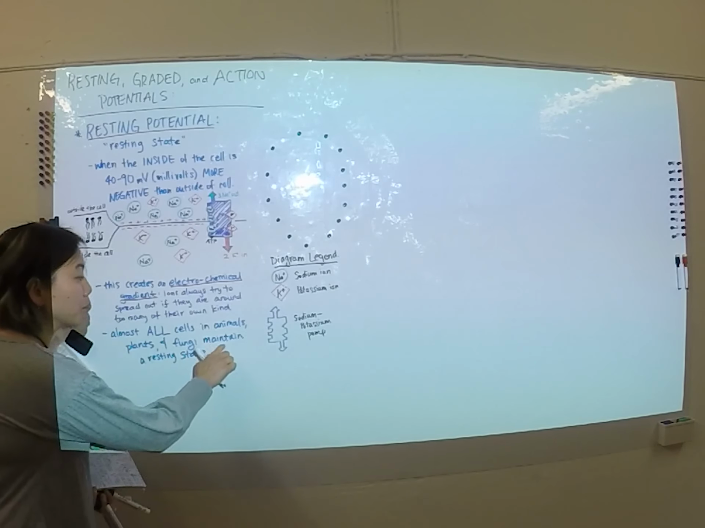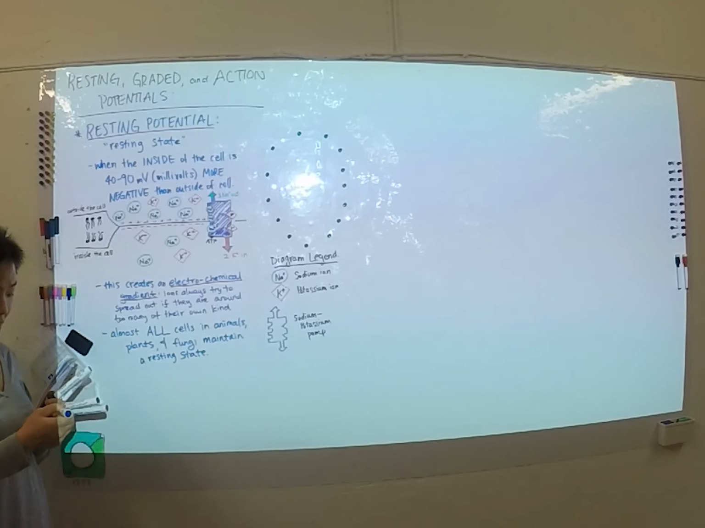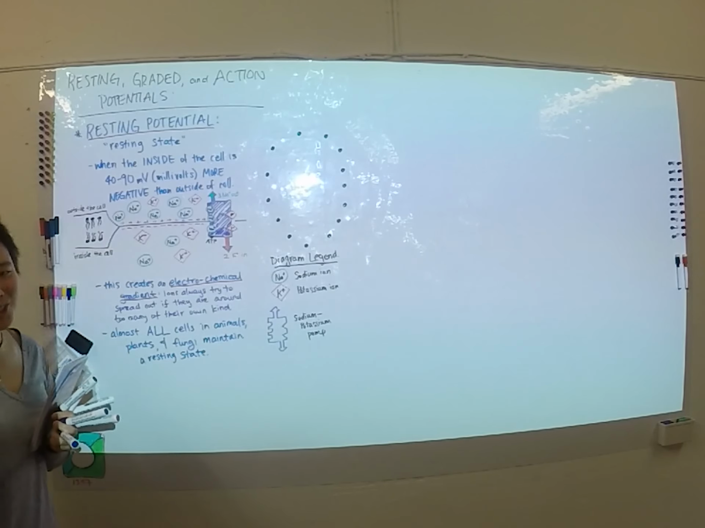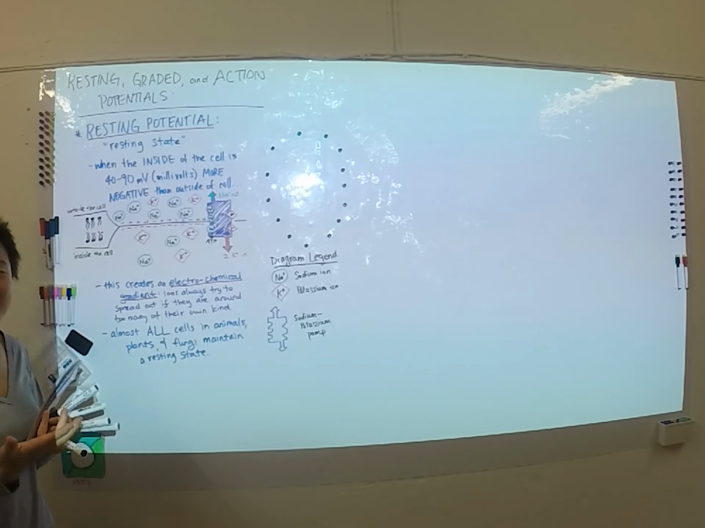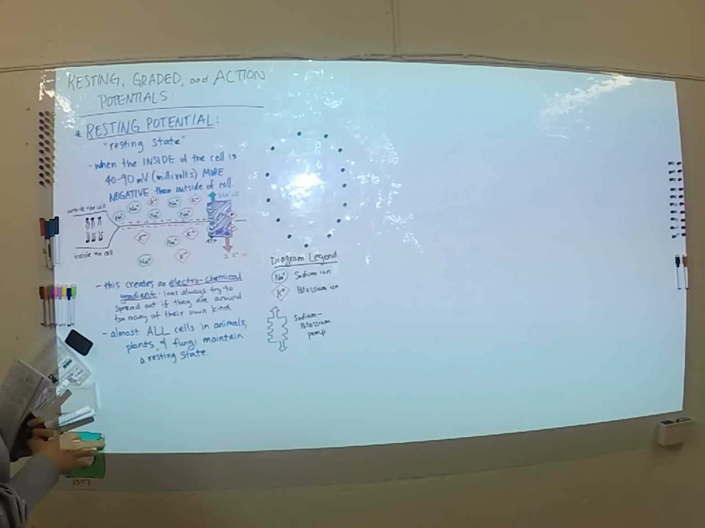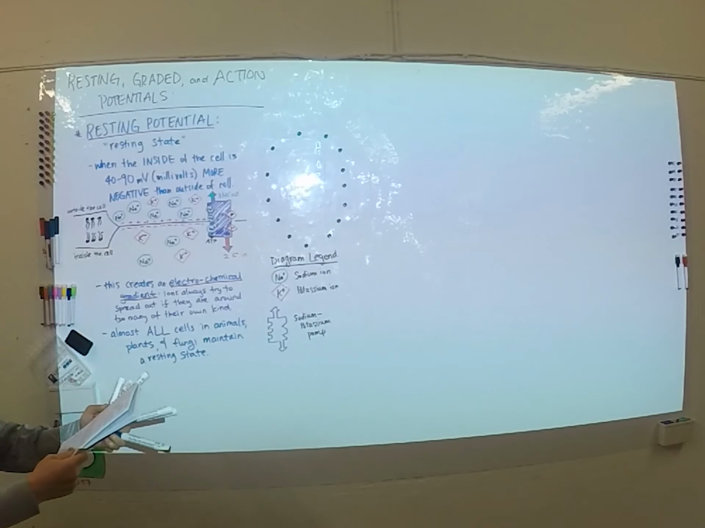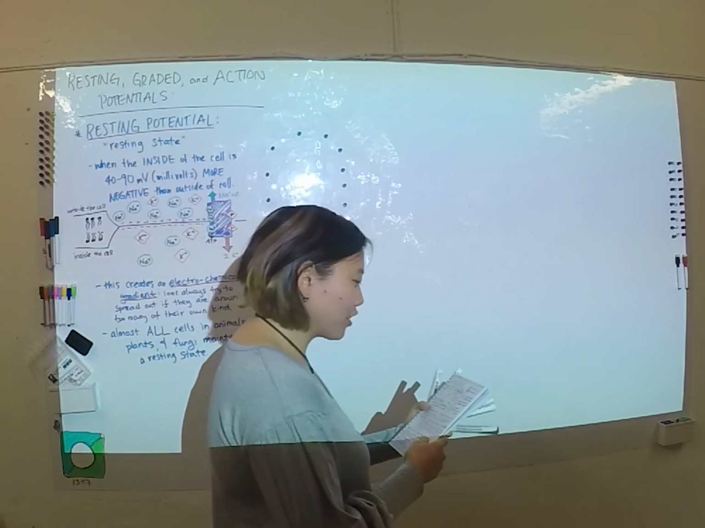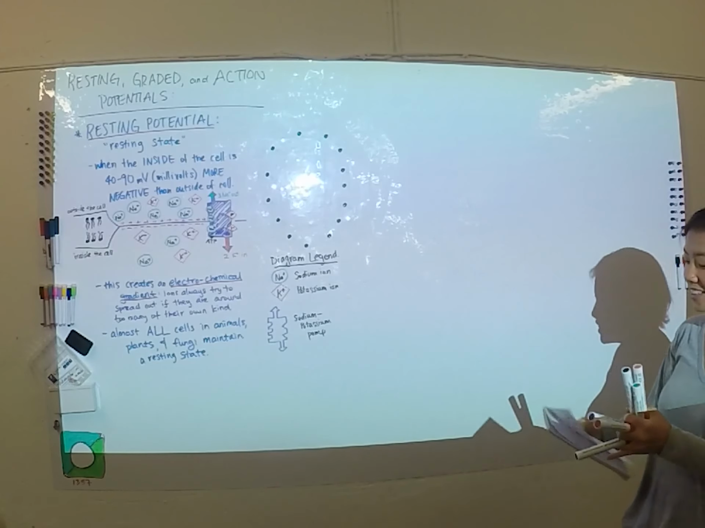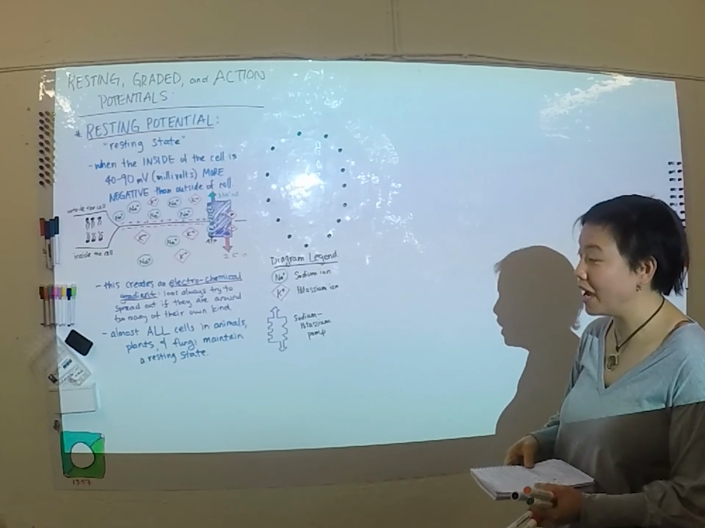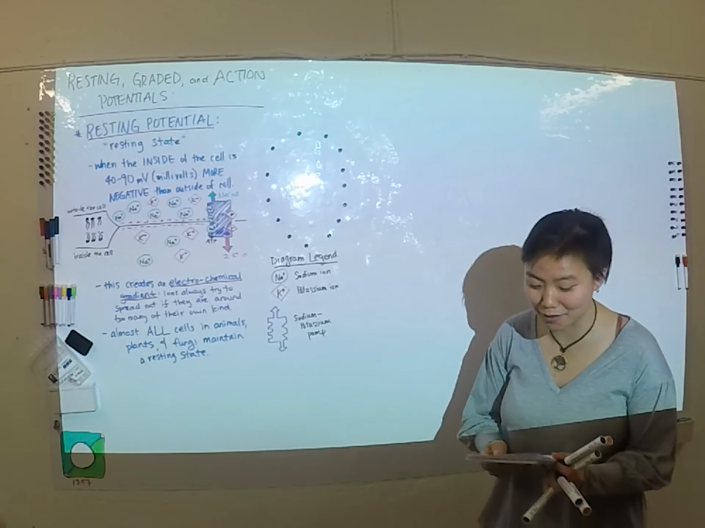Okay, and I use the word maintain here because it's work. It's the resting state, but it requires work in order to have the resting state. Okay? All right, so that's our resting potential. Okay? So then, the next potential that we're going to talk about is called the graded potential.